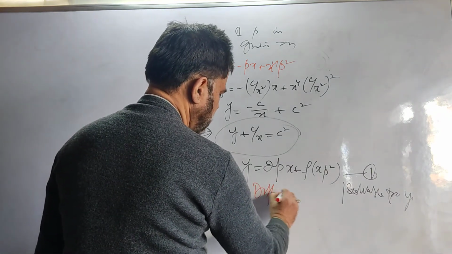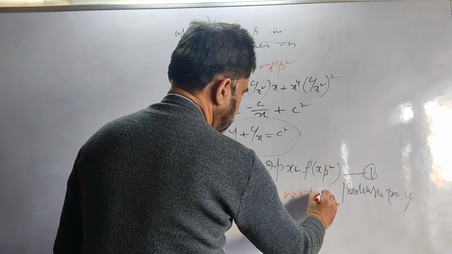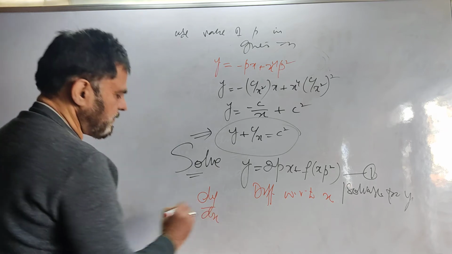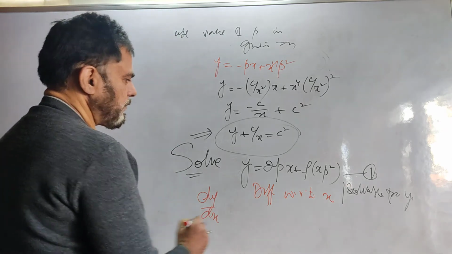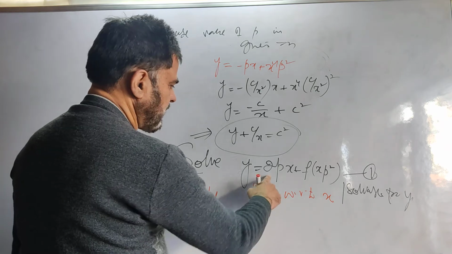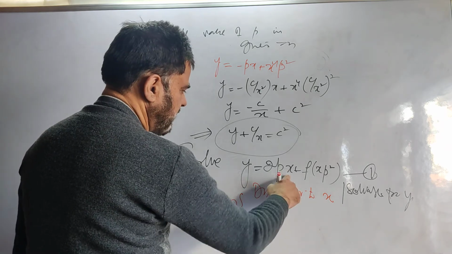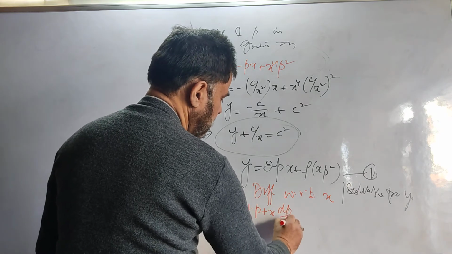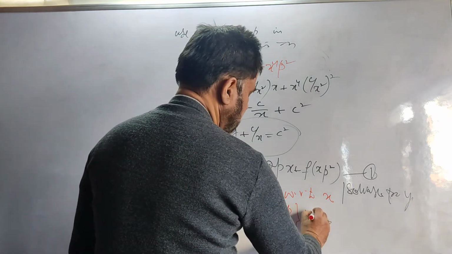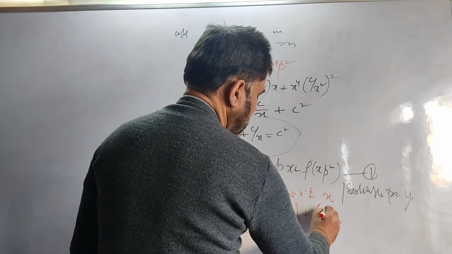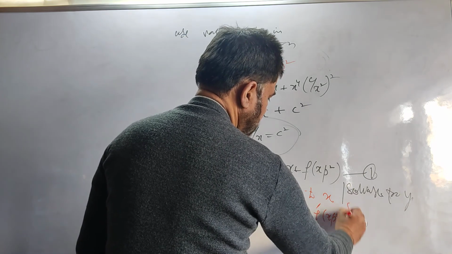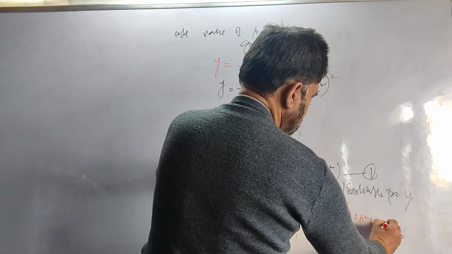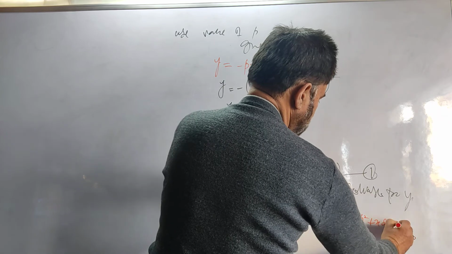Differentiate with respect to x. This is your dy by dx, is equal to 2 out. I can write derivative of x is 1, p as it is, then plus x, it is dp by dx. Okay, this is plus f dash xp square into derivative of x, 1, p square plus x as it is, 2p x dp by dx.